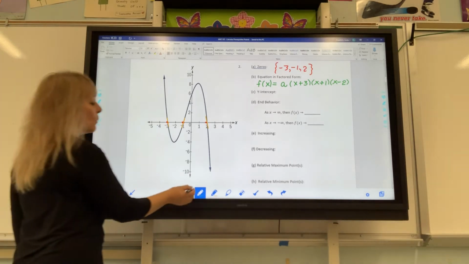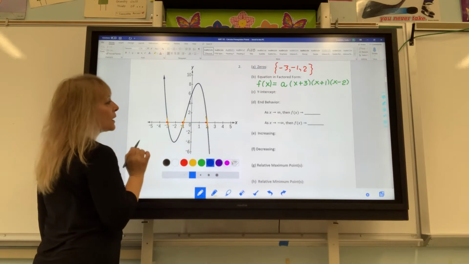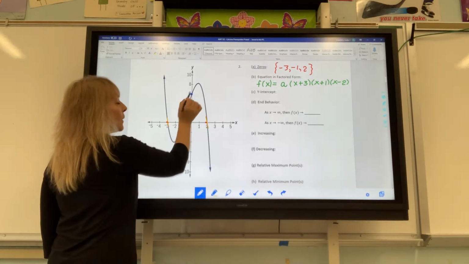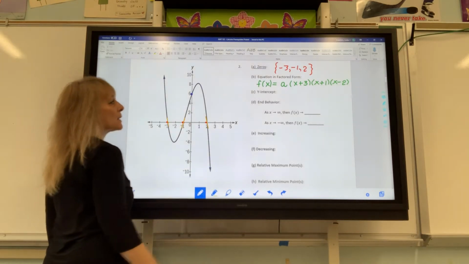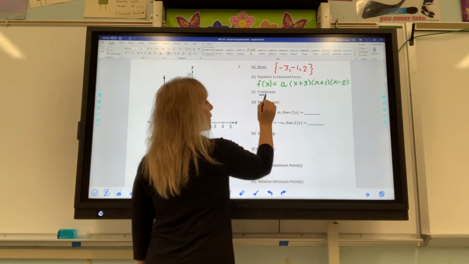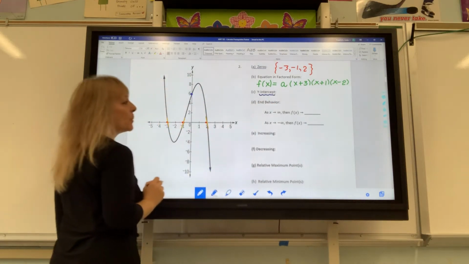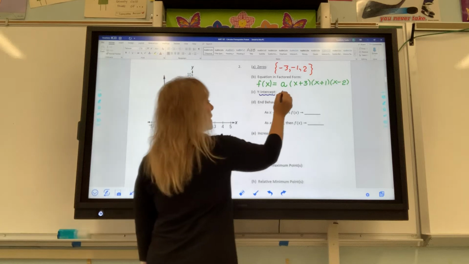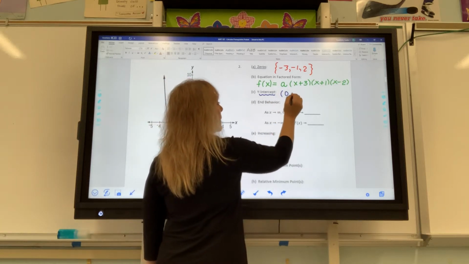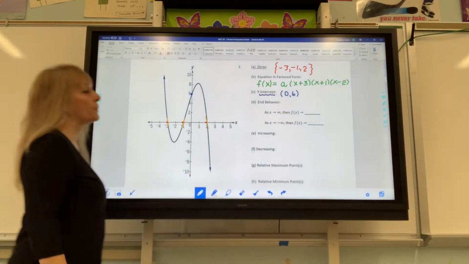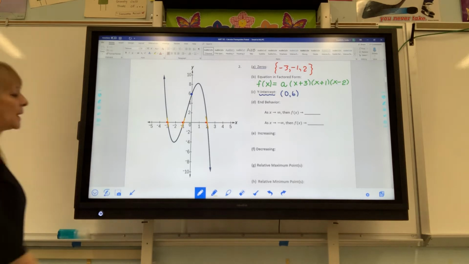When it comes to the y-intercept, you have to look at the y-axis and figure out where the graph crosses the y-axis. But anytime it uses the word intercept, you have to write it as a point. So that blue dot is the point (0, 6). Then we are up to end behavior.